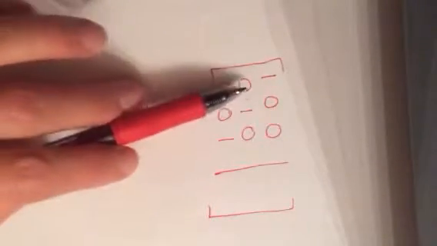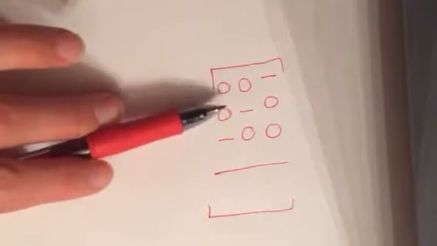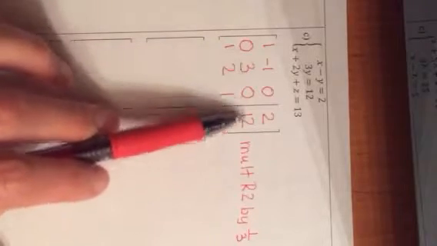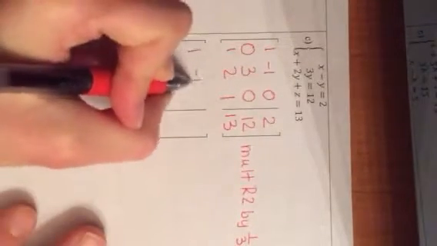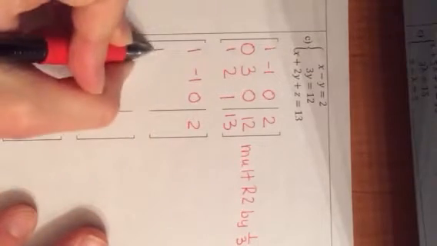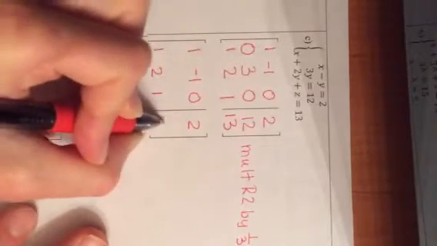And what that looks like is this form. I want to get the first row to be 1, 0, 0, the second row 0, 1, 0, and the third row 0, 0, 1. That's the whole goal of Gaussian elimination. When I multiply row 2 by 1/3, I'm going to get the 0, 1, 0 that I'm looking for. I'm not changing row 1, and I'm not changing row 3.